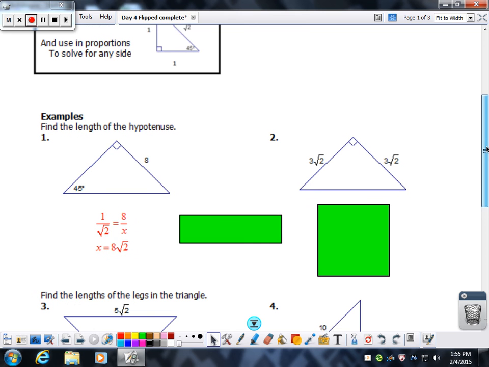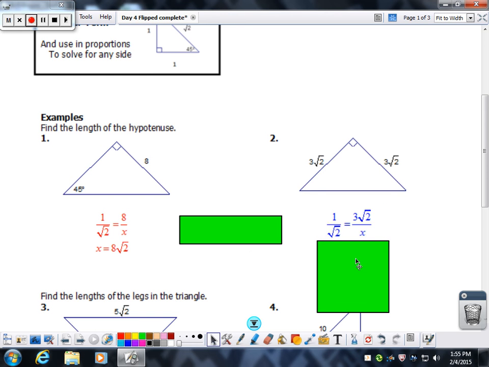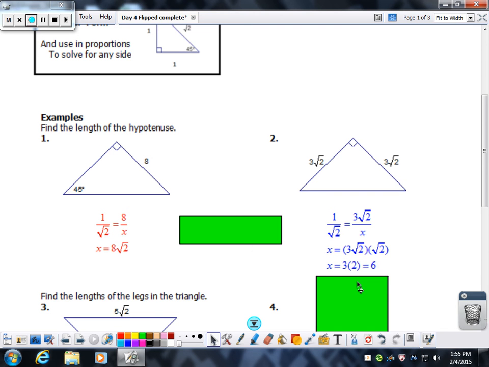Same thing in number 2. The leg is 3 square root 2 and x is the hypotenuse. We're going to set up a proportion: 1 over the square root of 2 is equal to 3 square roots 2 over x. We cross multiply. X equals 3 square roots 2 times the square root of 2. The square root of 2 times the square root of 2 is the square root of 4, which is 2, so we multiply 3 times 2, which is 6.